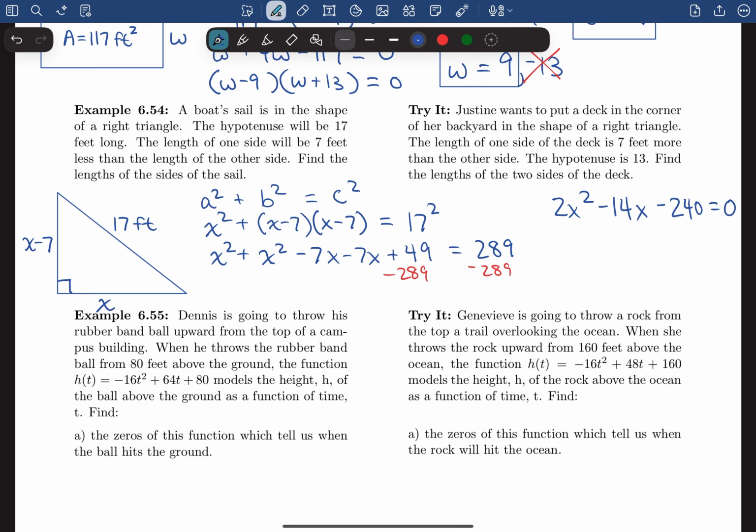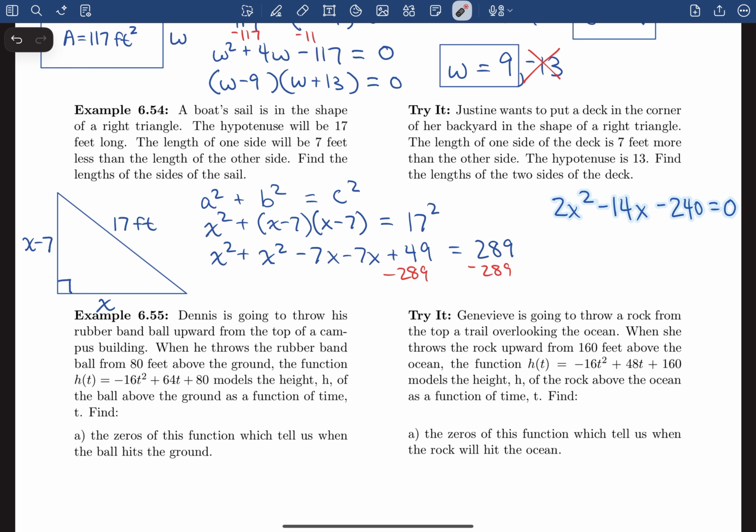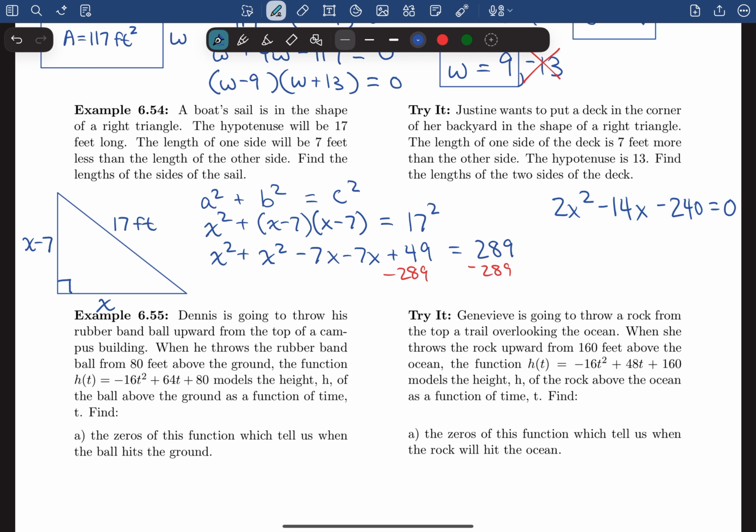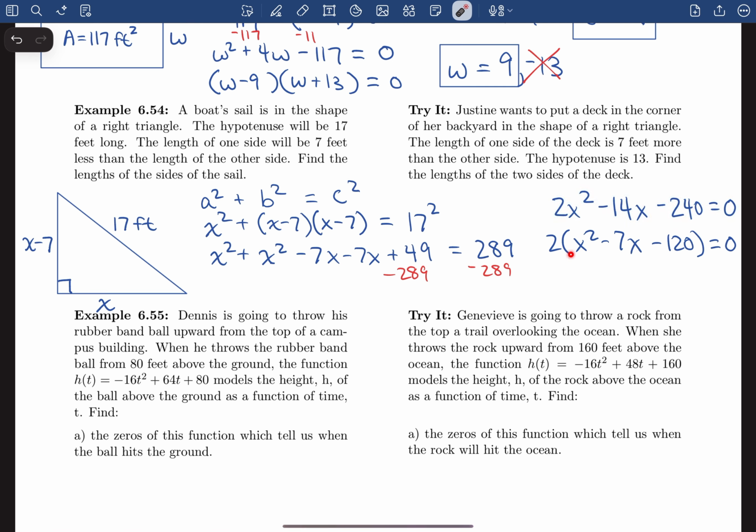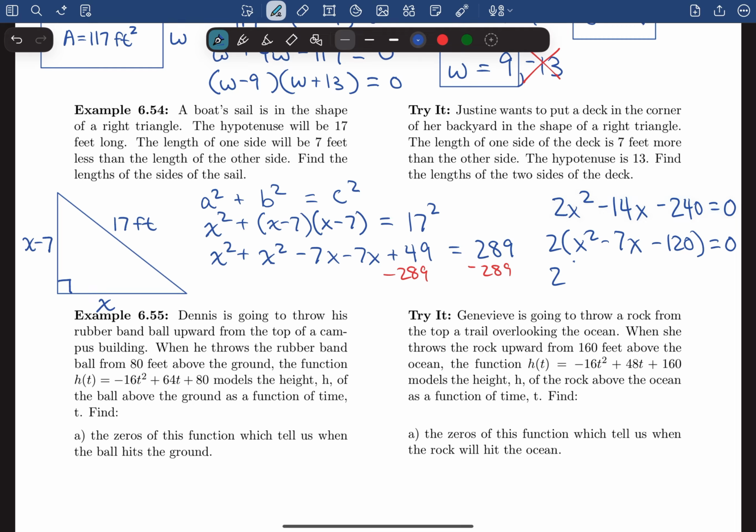And that's now equal to 0. All right, so we've now gotten this thing so that it equals 0. And then I think, is there a GCF? Yes, there is a GCF. The GCF is 2, so I can factor a 2 out of this, and I get x squared minus 7x minus 120 when I factor 2 out of every term. Okay, now I'm going to take this trinomial and factor it. What two numbers multiply to make 120, but sum to make negative 7? Oh, I got it. It's going to be x plus 12 times x minus 5.